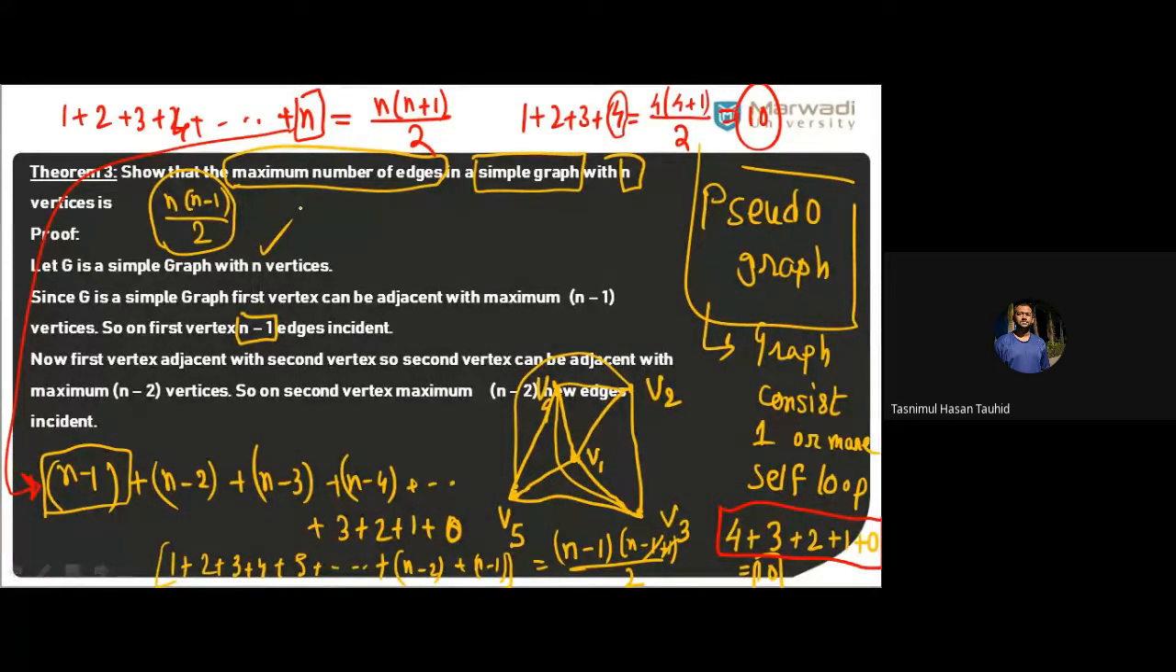What is the difference between n minus 1 and n minus 2? Suppose n equals 5. N minus 1 equals 5 minus 1, which is 4. N minus 2 equals 5 minus 2, which is 3. So this is 4, this is 3.